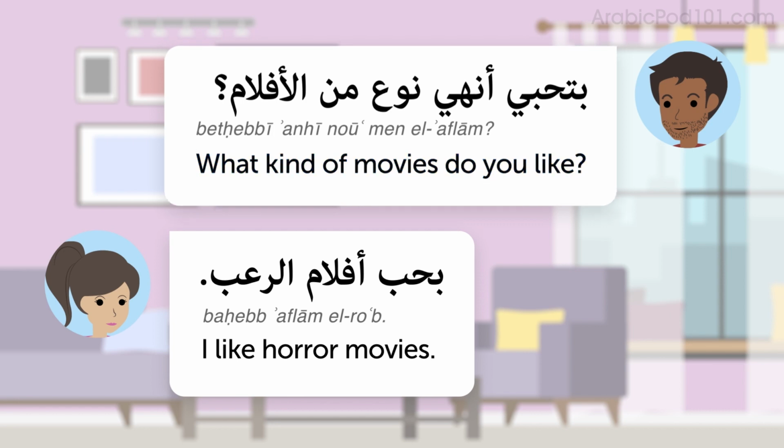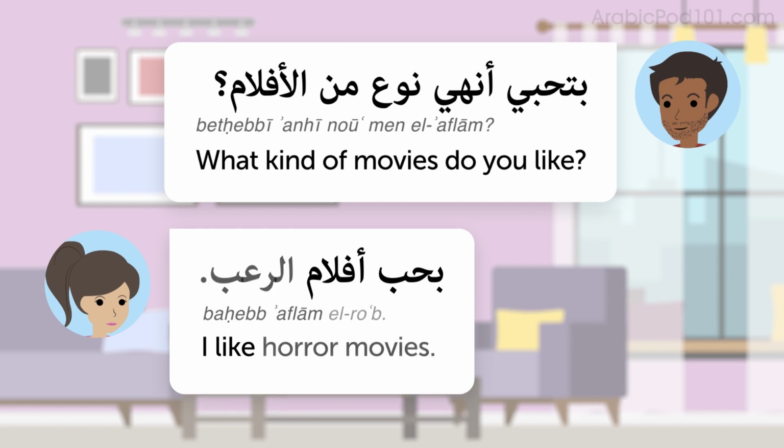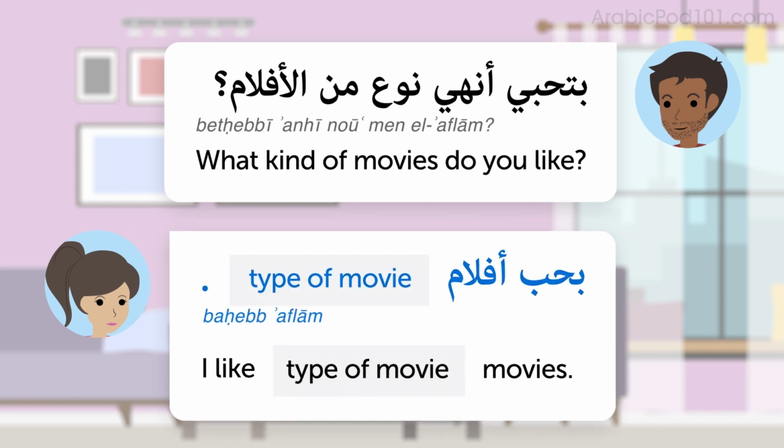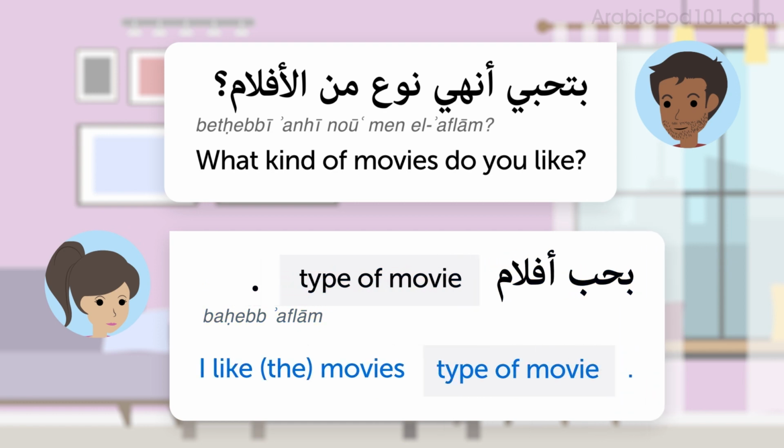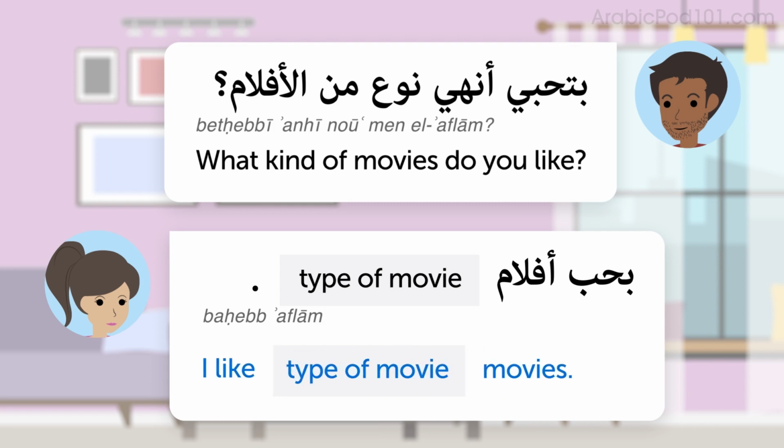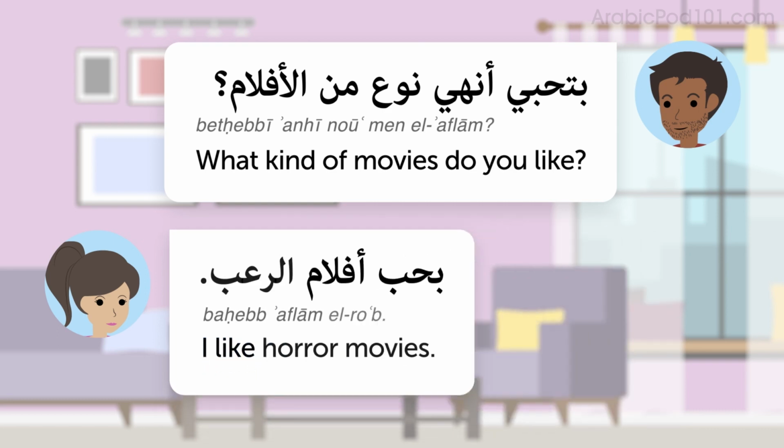Now, how do you answer this question? The pattern is, بحب أفلام, type of movie. This Arabic sentence literally translates as, I like the movies type of movie. But it means, I like type of movie movies. For example, I like horror movies. بحب أفلام الرعب.